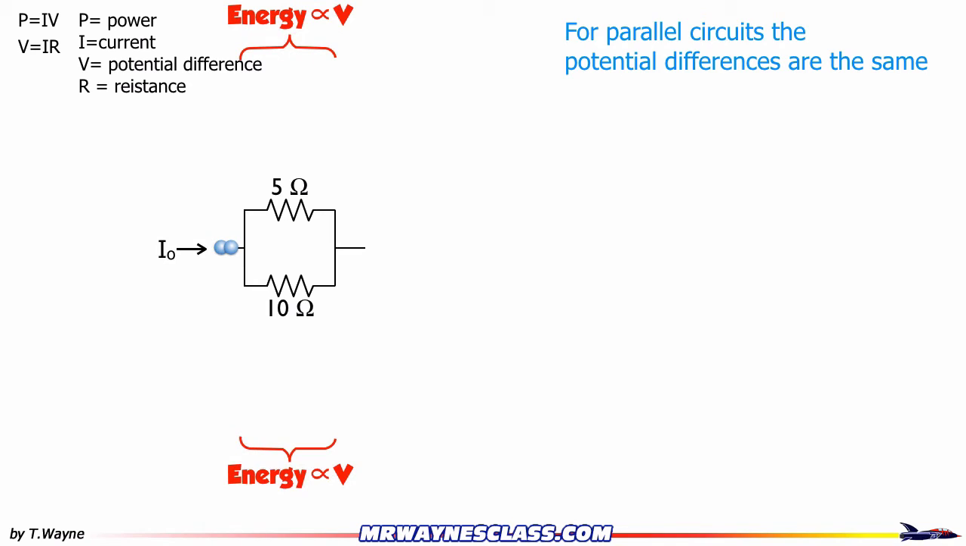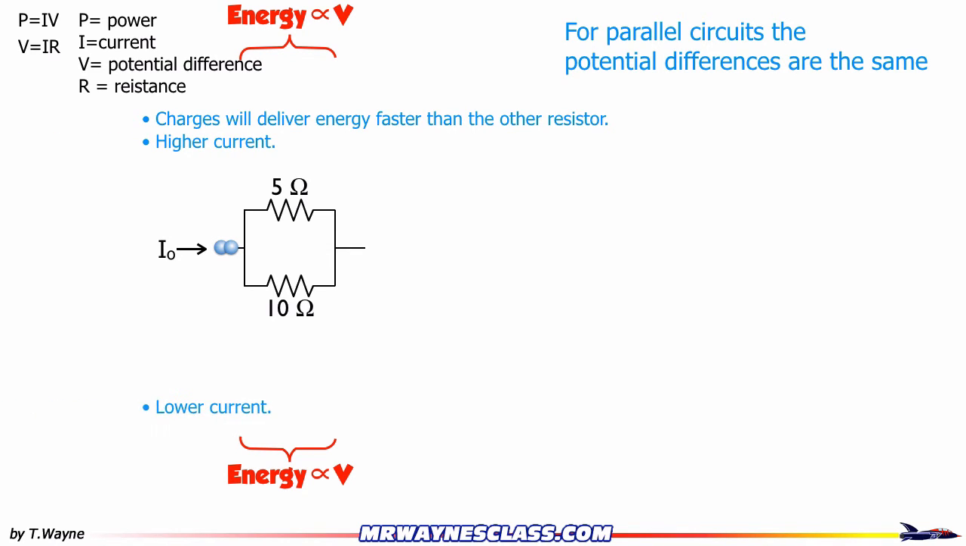Okay, so let's move on. If I look at the circuit, I've got some kind of current coming into it, call it I naught, going into the junction, and it's going to split into a 5 ohm and 10 ohm part. Now the 5 ohms has less resistance, so for the 5 ohm, I would expect it to have a higher current because the charges are going to move faster through the 5 ohms since there's less resistance. So the 5 ohm has a higher current, and the 10 ohm is going to have a lower current. That's what I'm going to expect.